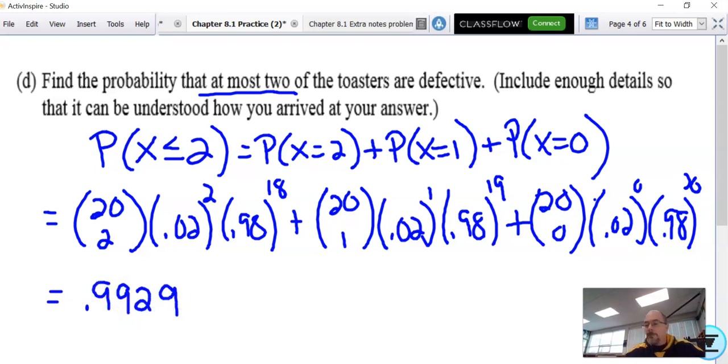0.9929. So the probability that at most 2 toasters out of 20 are defective is 0.9929, at most. Okay, at most. All right, that's it for that one. Let's keep rolling here, ladies and gentlemen.